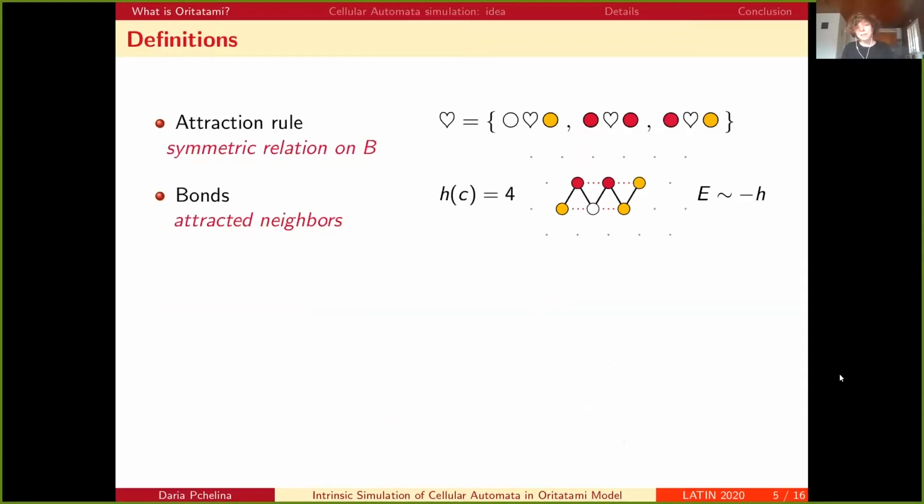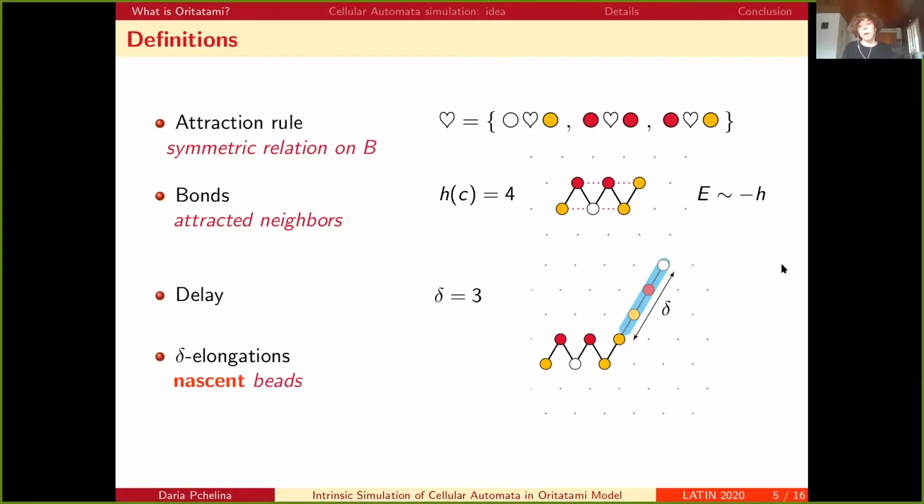Now, the hydrogen attractions between bits are represented by a symmetric relation called an attraction rule. When two attracted bits are adjacent in a configuration, they create a bond. The bonds are marked by red dotted lines here. The number of bonds in the configuration is denoted by H. The more bonds a configuration has, the less energy it has, and the more stable it is.